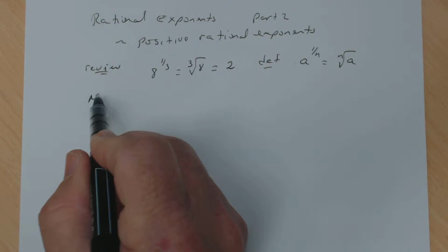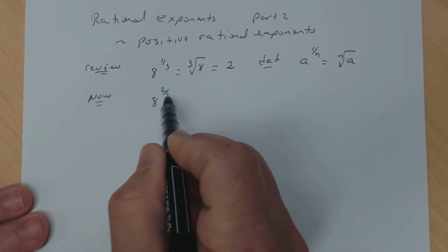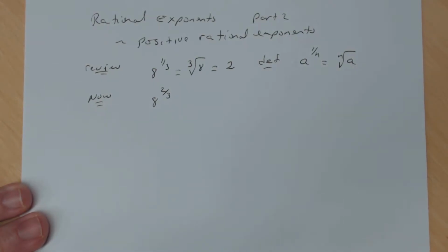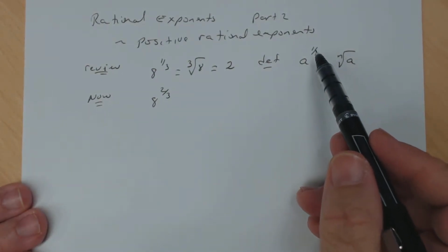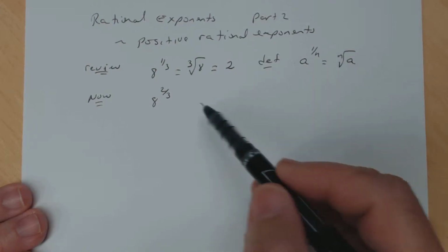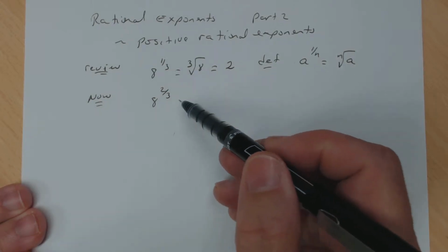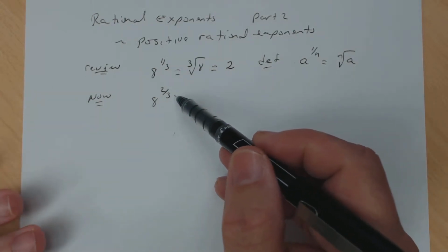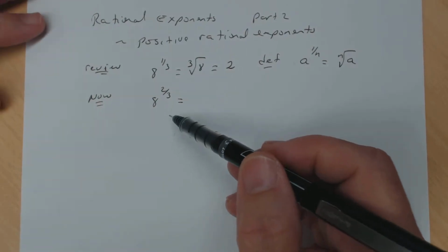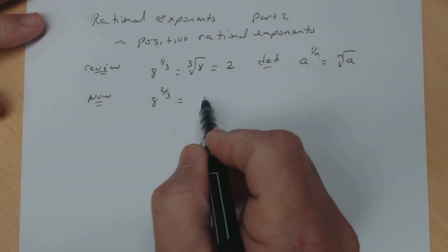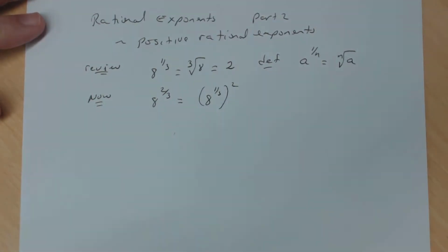Okay, but now we want to talk about what happens if this was, let's say, 8 to the 2/3 instead. That definition applies if the numerator of this fraction is a 1. So this numerator is no longer a 1, it's a 2. So let's determine what to do using this idea. We know that 8 to the 2/3 is the same thing as saying 8 to the 1/3 raised to the second power.